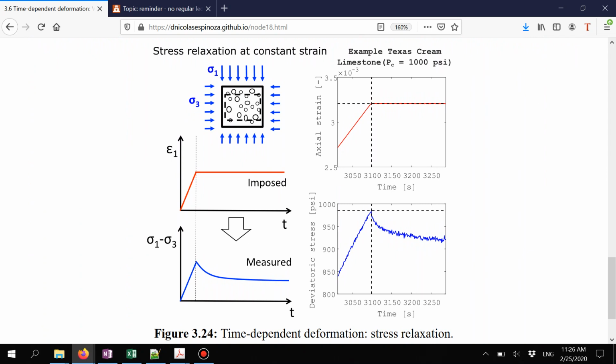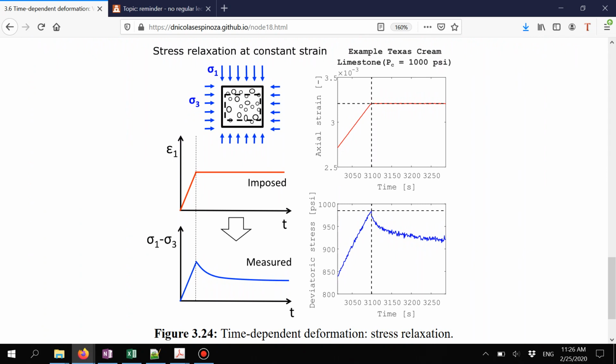constant, the rock is going to oppose that strain with an increase of stress, in this case a deviatoric stress, the difference between sigma 1 and sigma 3. But over time, the material is not going to be able to hold that stress constant. That stress is going to decrease with time.